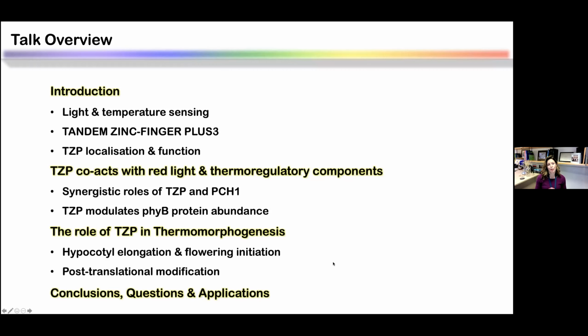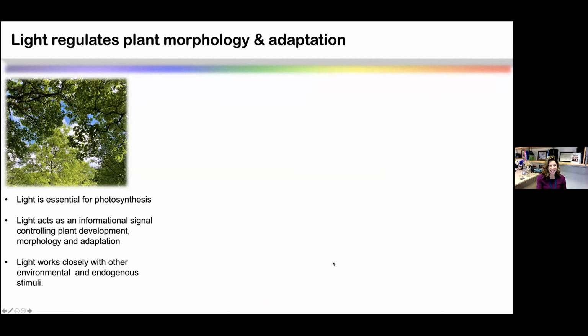So I'm going to focus on a particular protein that is the focus of our research in my lab. And I'm going to introduce how it's involved in integrating light and temperature signaling in Arabidopsis with respect to modulating hypocotyl elongation as well as flowering initiation. And yes, some conclusions, also questions, and potentially future applications.